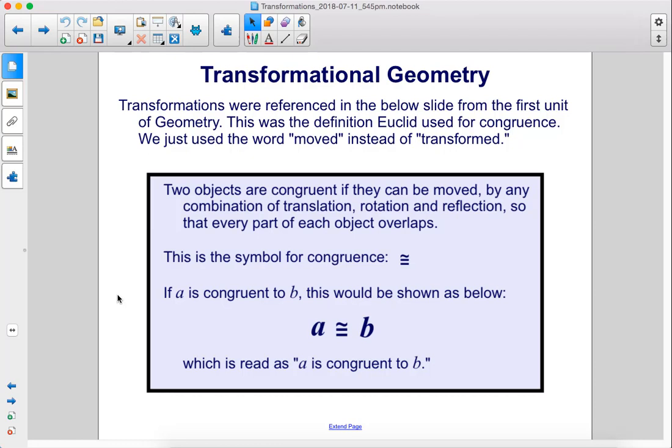This was the definition Euclid used for congruence. We just used the word moved instead of transformed. Two objects are congruent if they can be moved by any combination of translation, rotation, and reflection so that every part of each object overlaps. This is the symbol for congruence. If A is congruent to B, this would be shown as below. A is congruent to B.